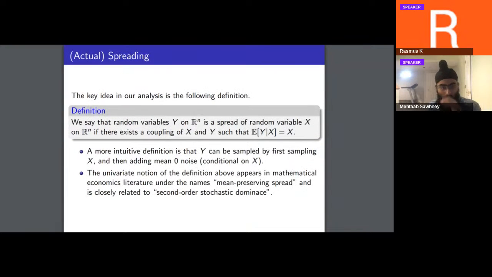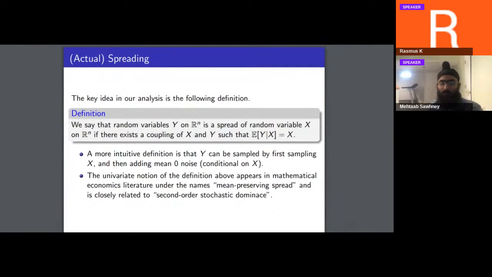Next. So this might not be the most intuitive way of stating it. A completely equivalent definition is this: you first sample x, so your point is somewhere here. This is your sample of x. Then you can add a mean zero random variable, which may depend on where you sampled x, and that distribution will be y. So somehow you're going from x and spreading out to get y.